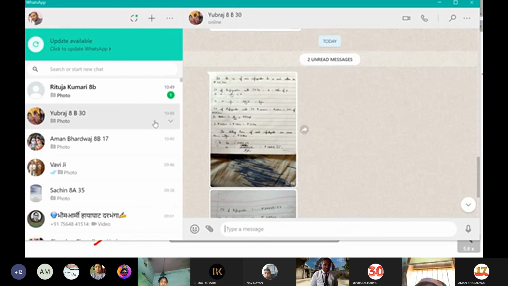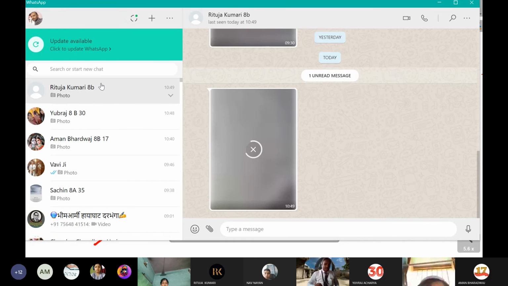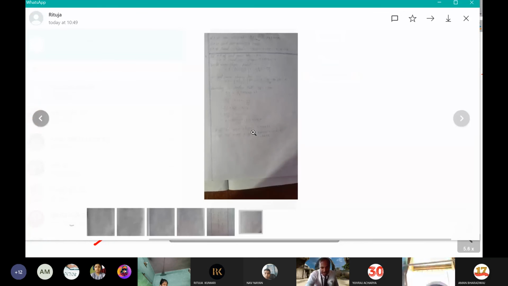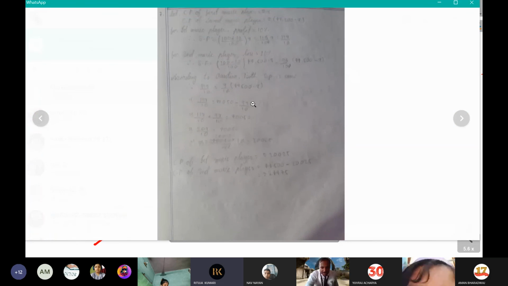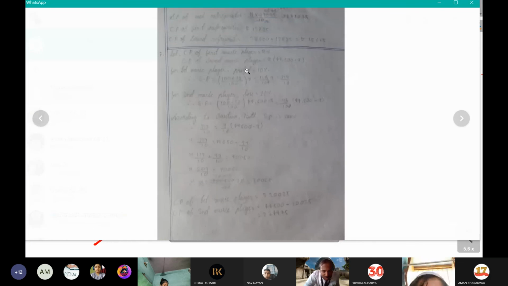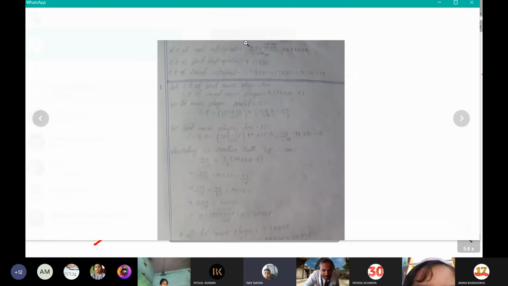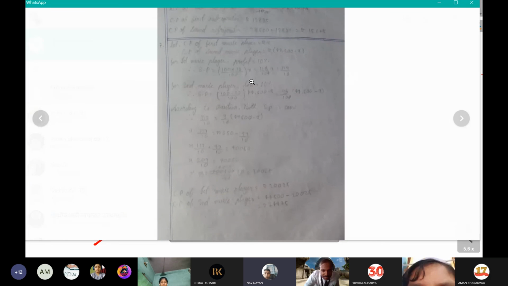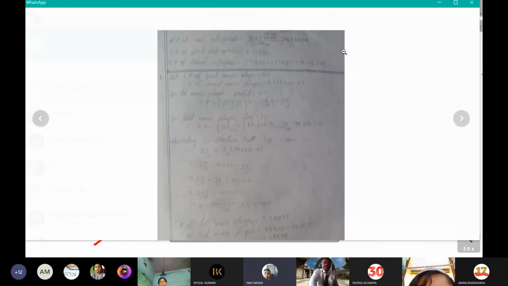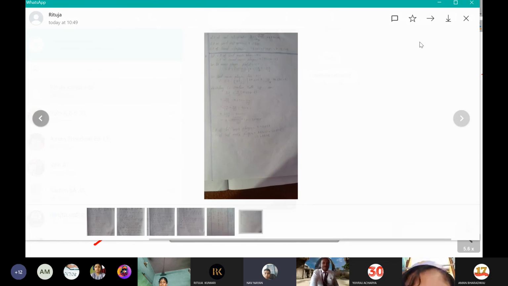Okay, I can see Rituja has also sent, and Rituja is making with pencil. So your answer matched, Rituja. Yes, sir. This is small. This is the 7 number, a little bit, in pencil, sir. Okay, if it didn't match, then right.